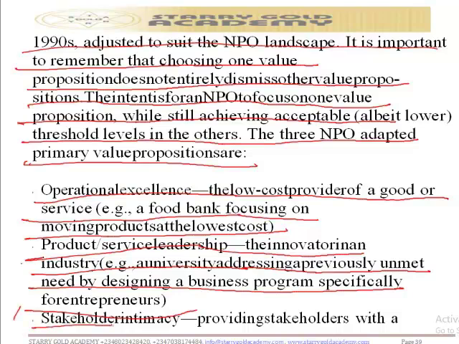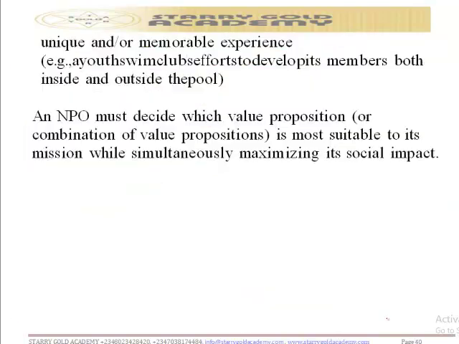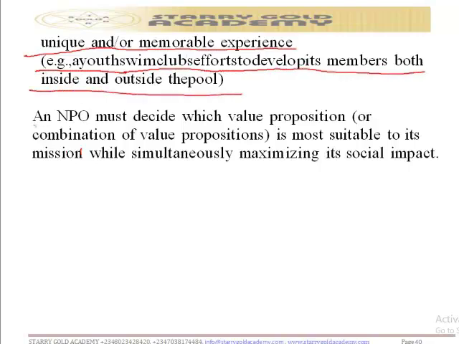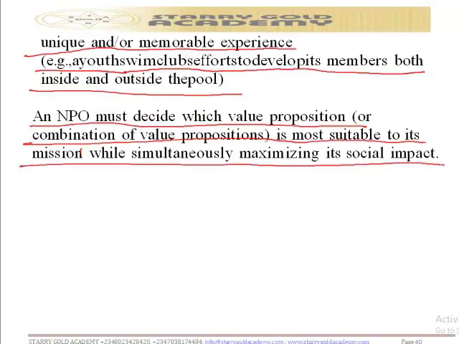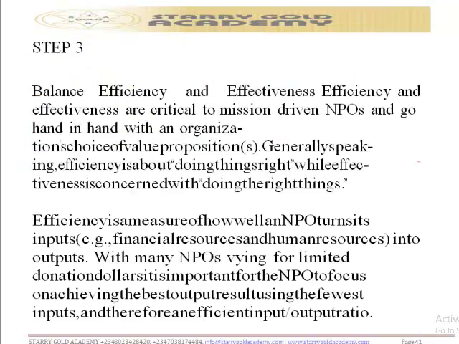The third one talks about stakeholder intimacy. That is, providing stakeholders with a unique and memorable experience, e.g., a youth swim club effort to develop its members both inside and outside the pool. So an NPO must decide which value proposition or combination of value propositions is most suitable to its mission while simultaneously maximizing its social impact.